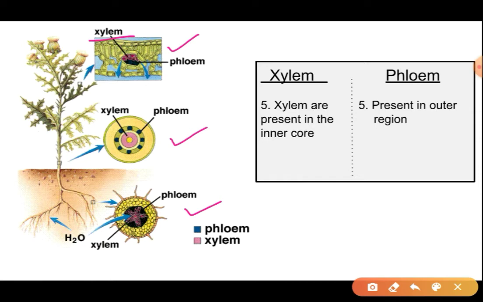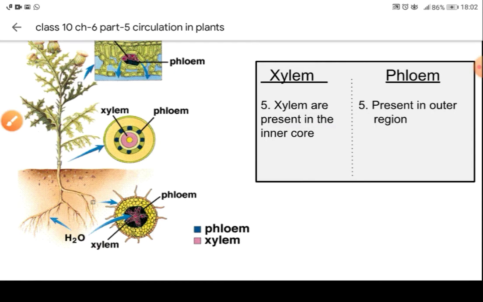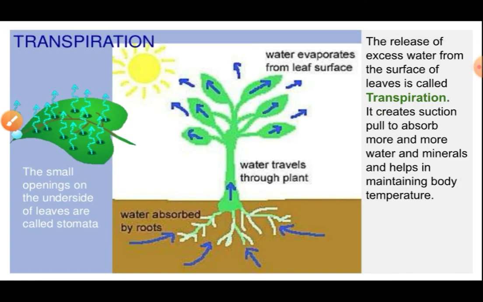Here you could see clearly that xylem is present in the inner core of the vascular bundle, and the phloem vessels are present outside. In roots also, you could see the xylem making an inner core, and the blue portion, that means phloem, making an outer core. So xylem vessels are present in the inner core and the phloem vessels are present in the outer region. This is also a main difference between them.